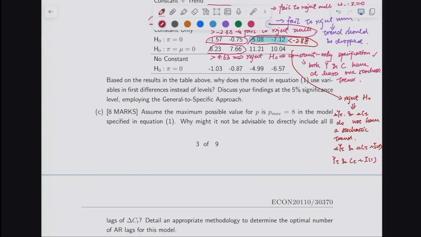Okay, so we should not include all 8 lags, and the appropriate methodology is to either use the information criteria or use the stepwise downward testing by the t-test. These are all in the notes. I'm not going to go through them in detail. If you're not familiar with information criteria or the stepwise downward t-test, make sure you check the lecture notes. Okay, so that's for this part C. Now, the next part, part D.